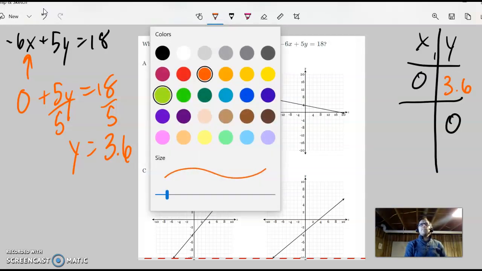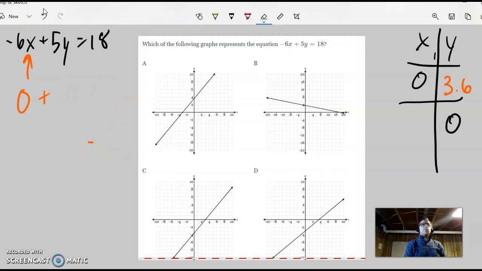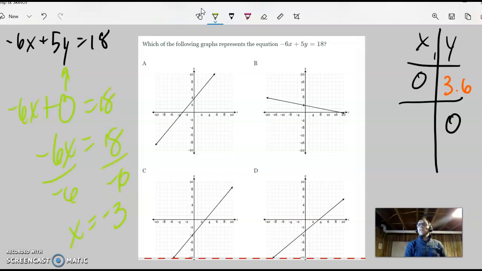Then let's switch it up and let's do what happens when y is 0. We need our x value when y is 0. And this is how we're finding these intercepts. And so I get 5 times 0 is 0, -6x equals 18. So I have -6x equals 18. Divide both sides by -6, and x is -3. So here I have 2 points, -3, 0.